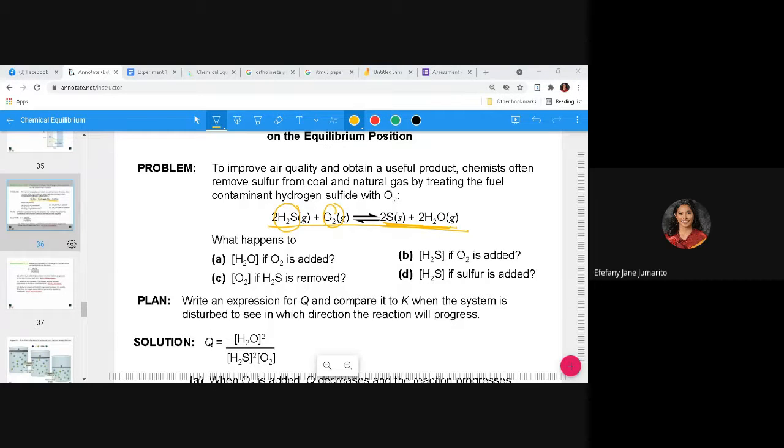Okay, when I ask what will happen, it is particular to the equilibrium, to the direction, and to the concentration. Will it increase or will it decrease? Okay, so that is letter B. What will happen to H2S if O2 is added? Okay, now when we add more concentration of oxygen, what will happen to H2S?